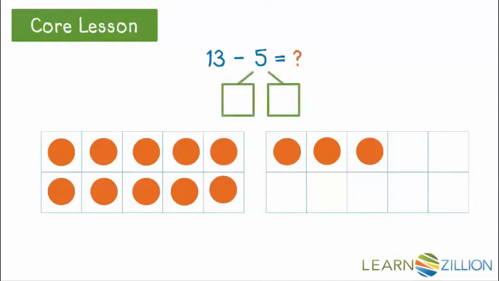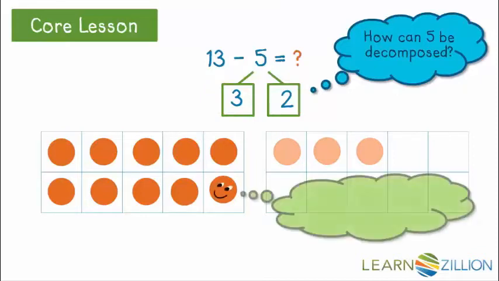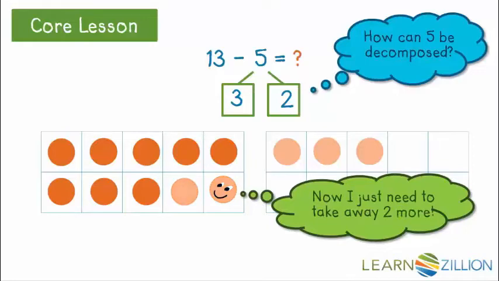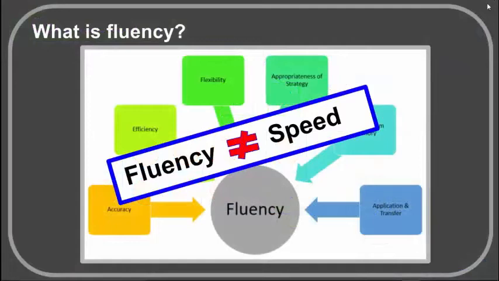We can decompose the 5 so that we can take away 3 and then 2 more. When we take away the additional 2, we have 10 take away 2, which equals 8. So as we dive into the standard, it is important to address what fluency means.